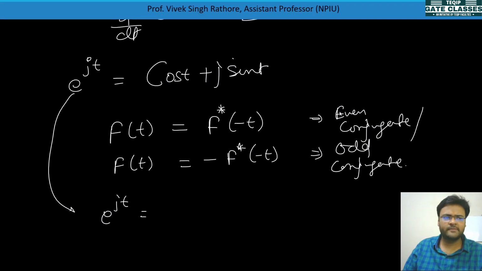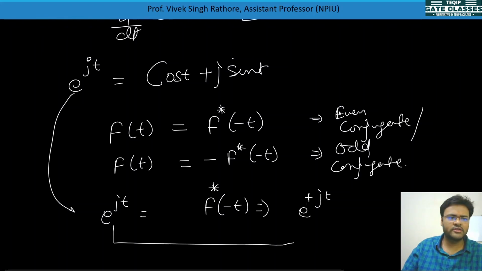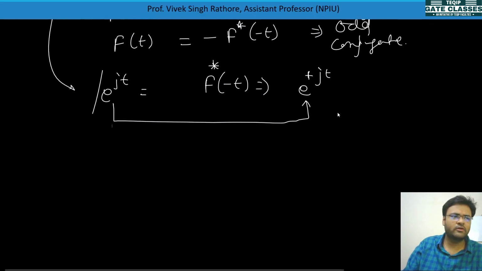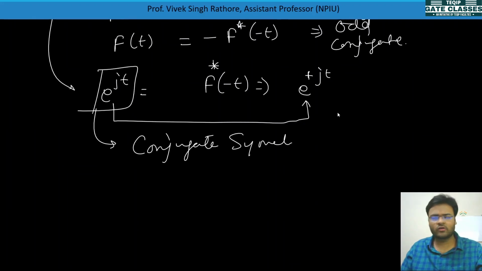So e to the power jt is our f of t. Now to get f of minus t, we write e to the power minus jt. And for the conjugate, wherever j is there, we flip the sign. Earlier it was negative, so we make it positive. So you can see f of t is equal to the conjugate of f of minus t, so e to the power jt is a conjugate symmetric signal.